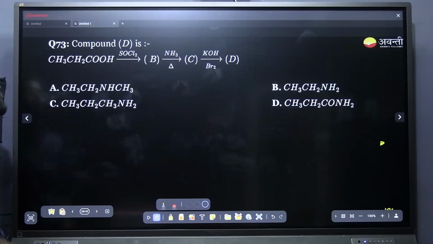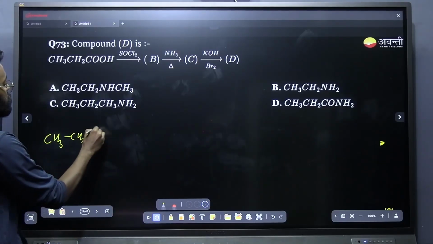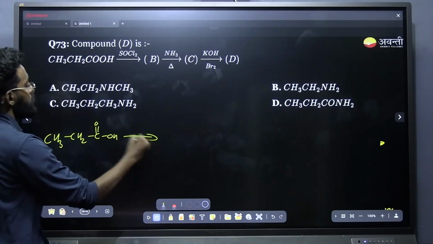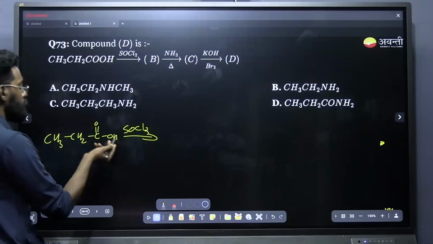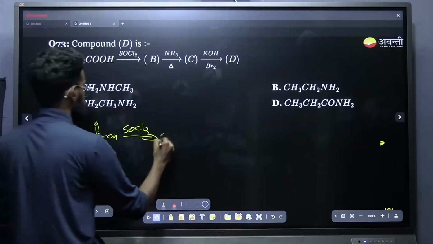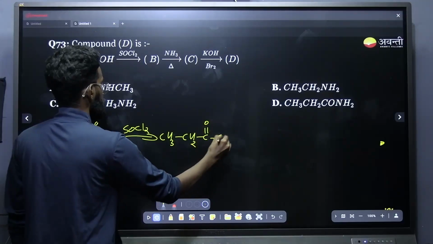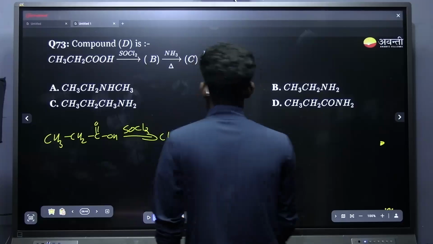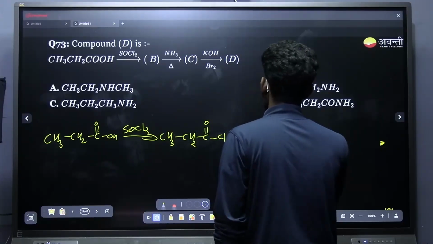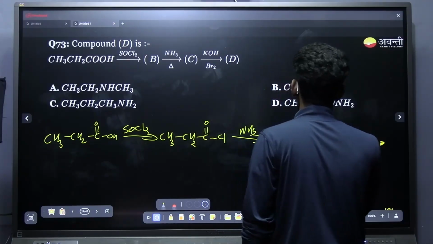Compound D, yeah, it's a very easy question. CH3 CH2 C double bond O OH. SOCl2 we already have discussed. What will it be doing? It will be replacing OH, doing the substitution. CH3 CH2 C double bond O Cl. Then it is treated with NH3, again substitution. What will I be getting? I will be getting an amide, CH3 CH2 C double bond O NH2.